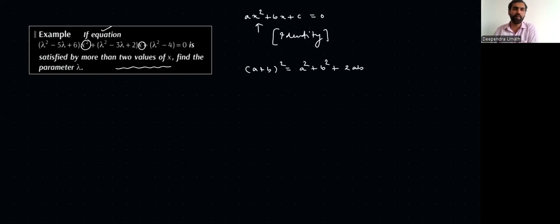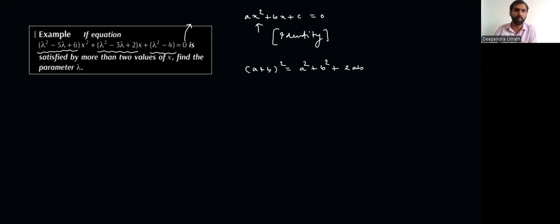And if it is independent of x, LHS and RHS should be equal for all the values of x, which will happen when the LHS is 0 because RHS is 0. Now, without bothering about x, how can I make LHS 0? All I need to do is make these coefficients, coefficient of x squared, coefficient of x, and this constant term 0.